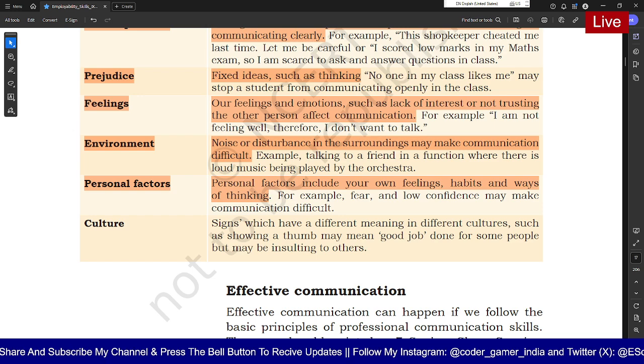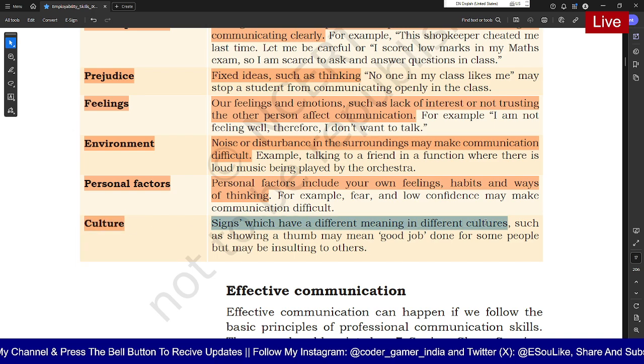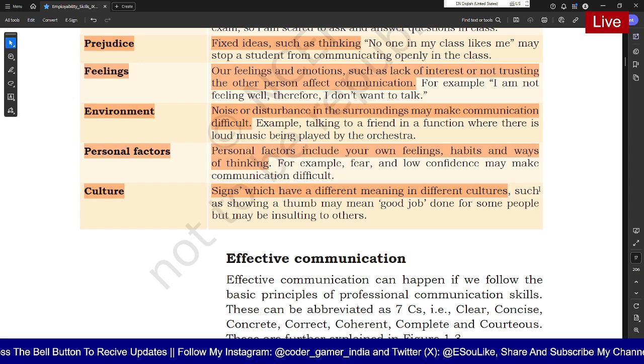Next, this is culture. Signs have different meanings in different cultures, like showing a thumb. For example, I show you thumbs up. In English it means good. In some places, for example in Bengali, if you show the thumbs up sign, it means that you know nothing. Japan is also different. For example, the tasty sign means the food is tasty, but in Japan it means how much money you require.